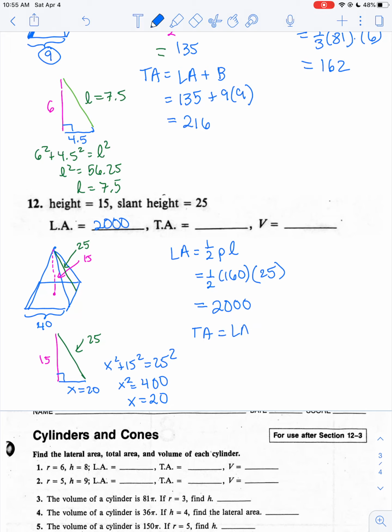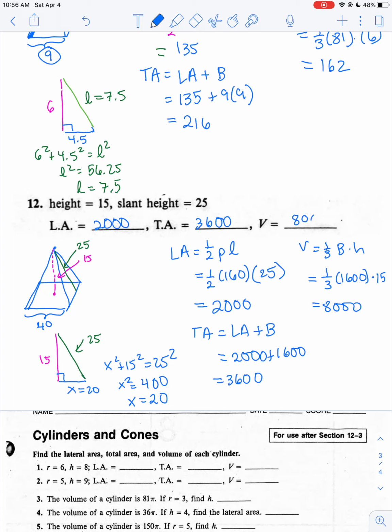Now for my total area, I have my lateral area plus my base, so it's 2,000 plus the area of the base of the pyramid, which is a square. 40 times 40 is 1,600. 3,600 is how I would calculate the total area. And finally, volume is a third times the area of the base times height. We calculated the area of the base to be 1,600, 40 times 40. And then the height is in pink, 15. That's the altitude. That gives me a volume of 8,000.